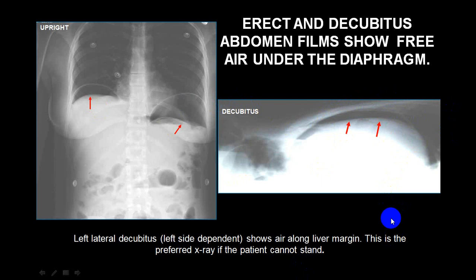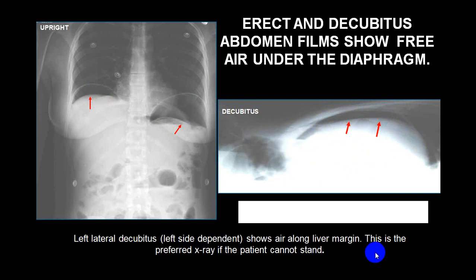Is that clear? Ideally, the base picture is erect posture. In decubitus posture, always take a left lateral decubitus, or take it in a right lateral decubitus. Pneumoperitoneum.